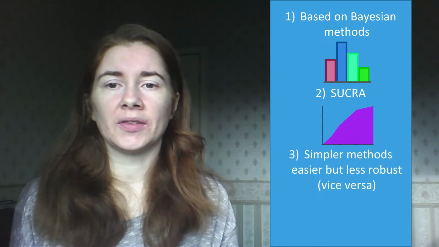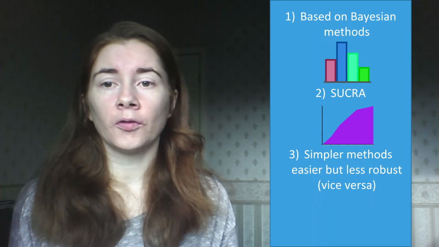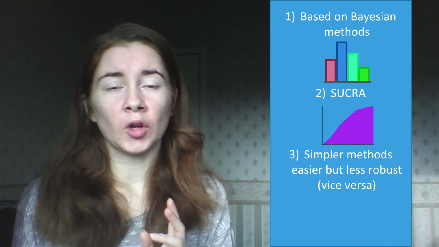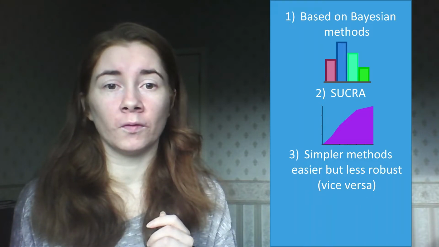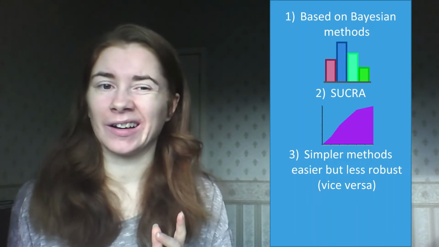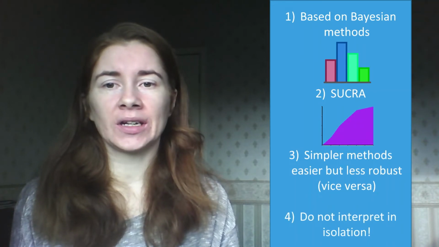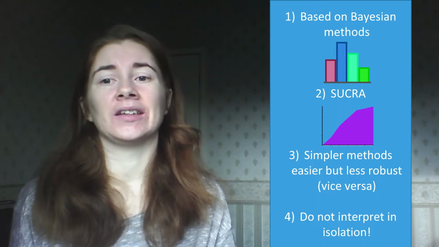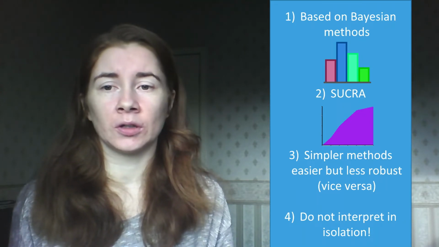While simpler methods may be easier to understand, such as probability best, they are often more unstable and don't encompass the entire analysis. The opposite is also true, i.e., whilst more complex methods are more rigorous, they can be harder to understand. And finally, interpreting ranking in isolation is not advised. There are many things to consider alongside ranking results, and not doing so can lead to exaggeration of results or misunderstanding.